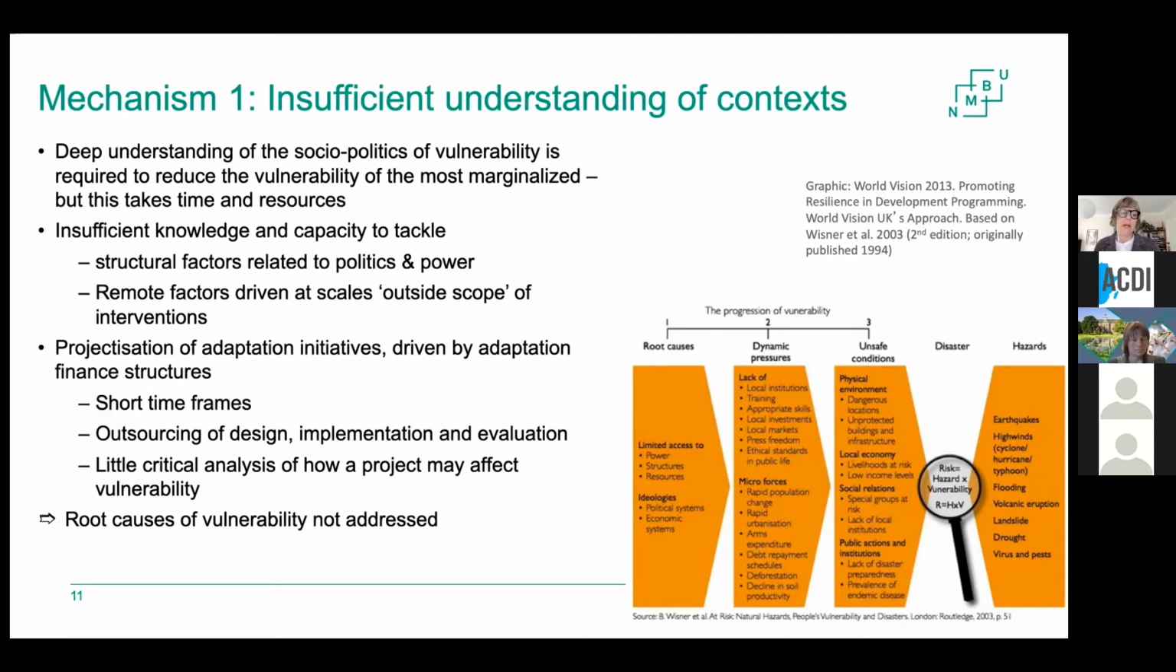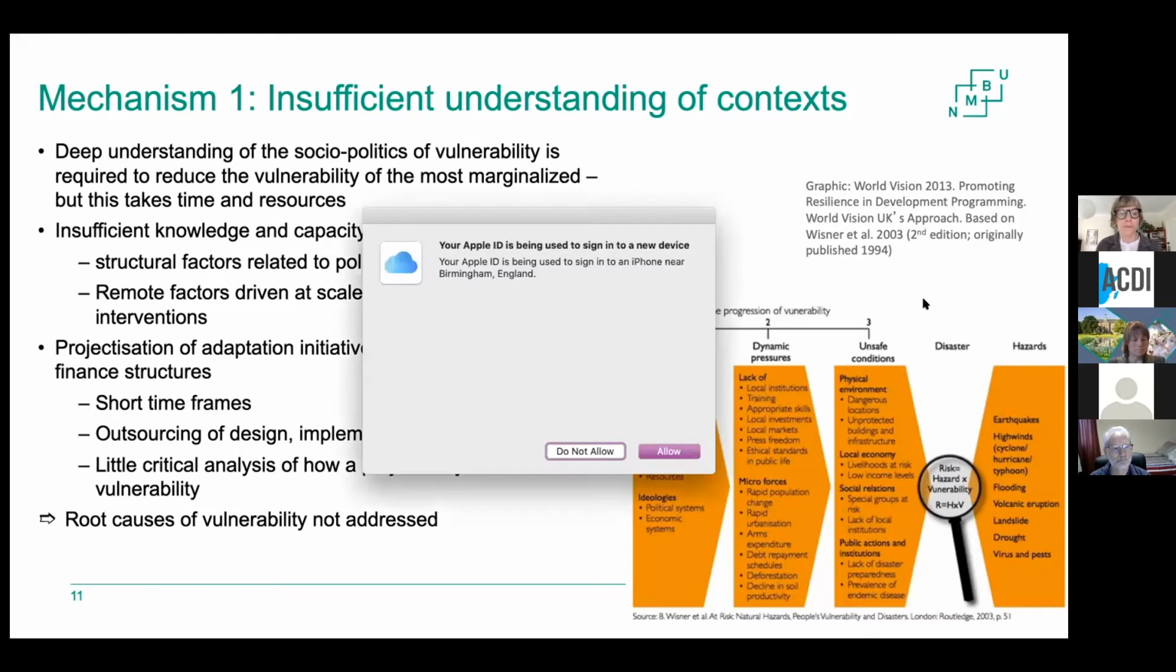And so not having sufficient consultations with local people, not involving local people, not co-designing projects with local people are ways that you essentially can guarantee that you don't really understand what's going on.